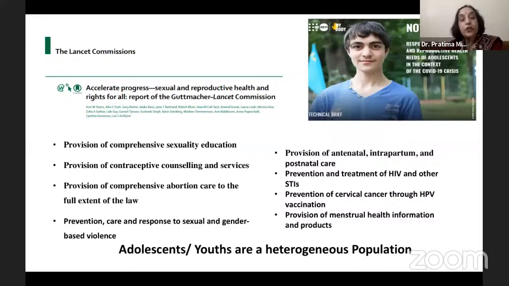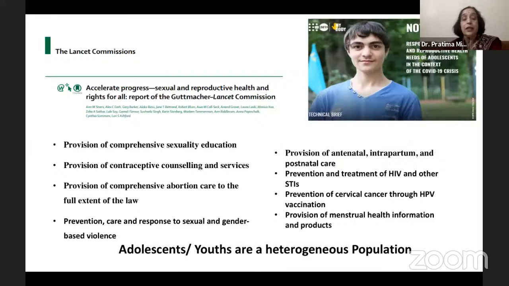advocated that there should be provision of comprehensive sexuality education, because they said that adolescents are not on pause. They should be provided all the reproductive and sexual health services. The commission advocated that every country should provide comprehensive sexuality education, provision of contraceptive counseling and services, mainly 8 components: provision of comprehensive abortion care, prevention, care and response to sexual and gender-based violence, provision of antepartum, intrapartum and postnatal care, provision and treatment of HIV and other STIs, and prevention of cervical cancer, as well as menstrual health, hygiene, information and products.